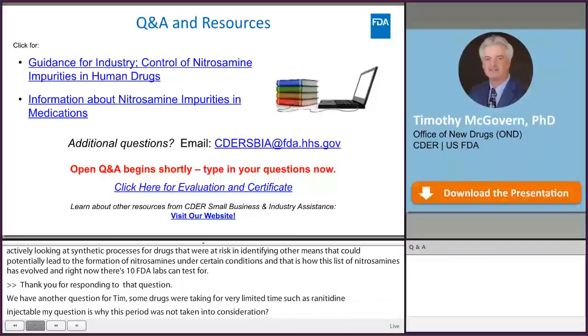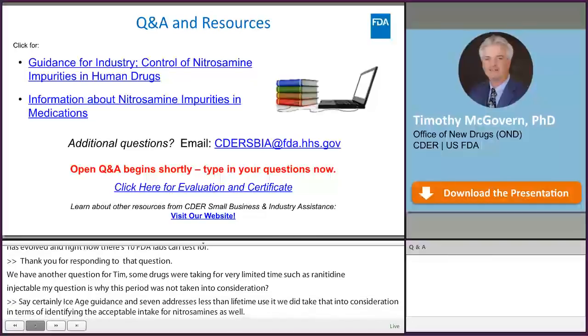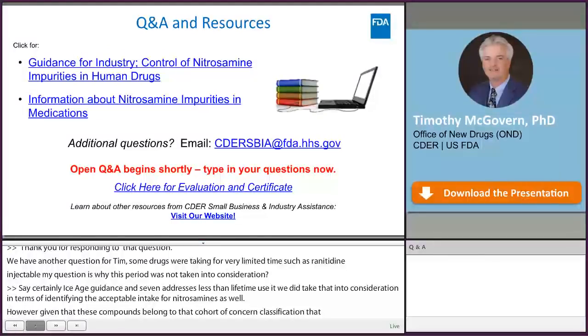I would say certainly ICH Guidance M7 addresses the issue of less than lifetime use, and we did take that into consideration in terms of identifying the acceptable intakes for nitrosamines as well. However, given that these compounds belong to that cohort of concern classification that David mentioned earlier, we decided that it was not appropriate at this time to apply a less than lifetime approach. That being said, we are able to implement flexibility in that approach when a particular situation warrants it, especially in cases that might impact the availability of medically necessary drug products.